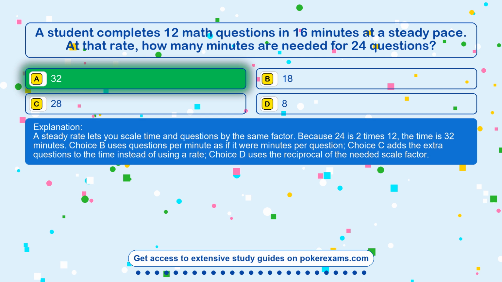A steady rate lets you scale time and questions by the same factor. Because 24 is 2 times 12, the time is 32 minutes. Choice B uses questions per minute as if it were minutes per question. Choice C adds the extra questions to the time instead of using a rate. Choice D uses the reciprocal of the needed scale factor.